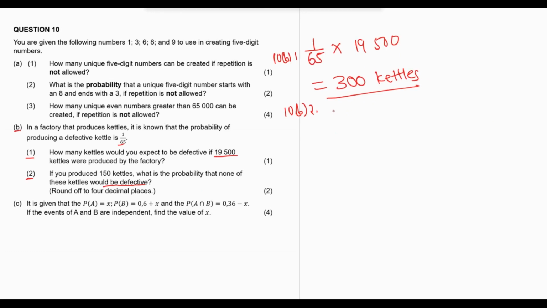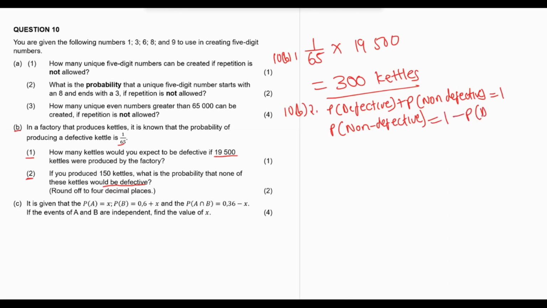So we can say probability of defective plus probability of non-defective is equal to 1, meaning that probability of non-defective is equal to 1 minus probability of defective. Probability of non-defective is 1 minus 1 over 65, which is equal to 64 over 65. If you produce 150 kettles, what is the probability that none of these kettles will be defective?